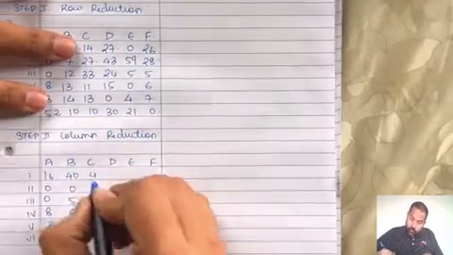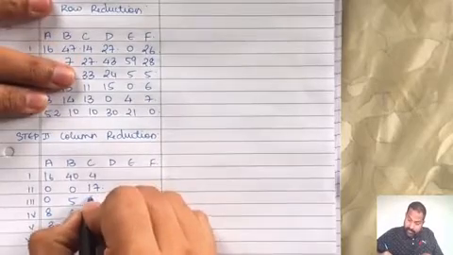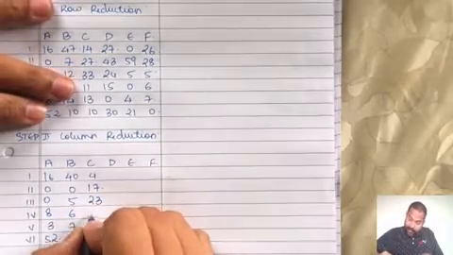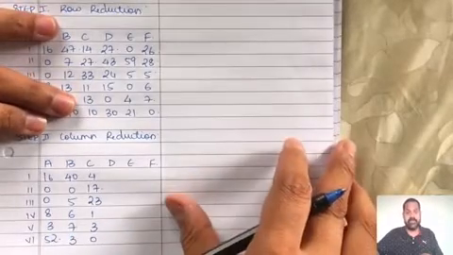14 minus 10 is 4. 27 minus 10 is 17. 33 minus 10 is 23. 11 minus 10 is 1. 13 minus 10 is 3. And 10 minus 10 is 0.